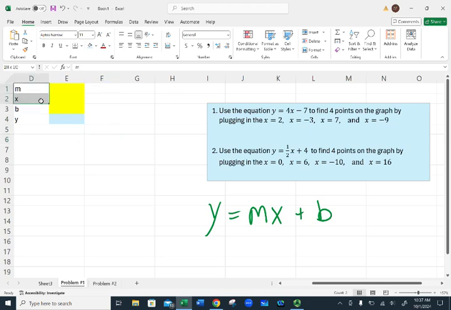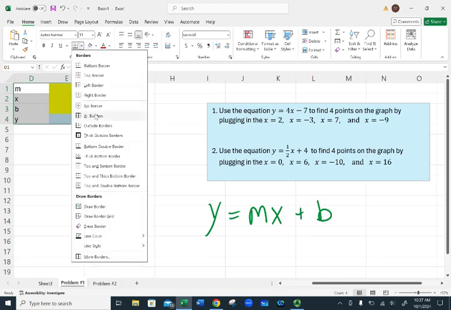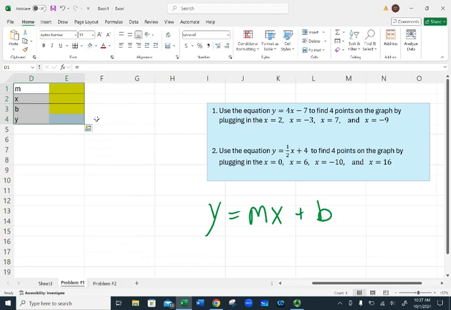So what I also like to do is add some borders. So I'll highlight those 8 cells. And in this add border drop-down menu, I'll just add all borders. Okay, so I have a nice little table here. Now I'm not going to touch the yellow cells. Those are coming from specific problems.